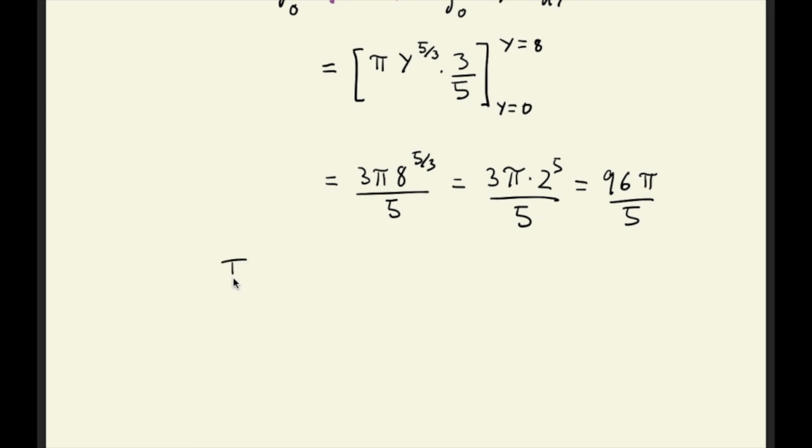So the volume of the region is 96 pi over 5.